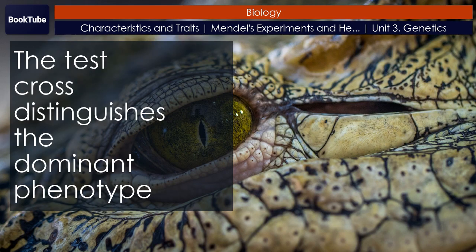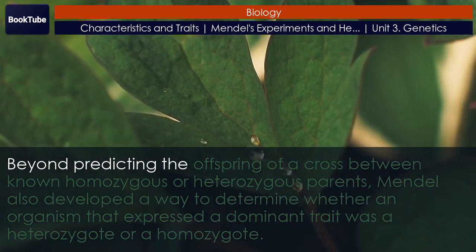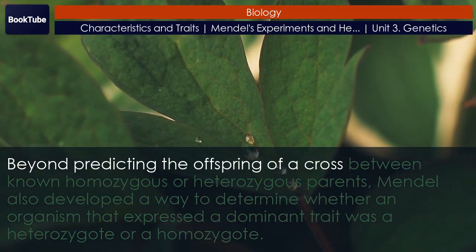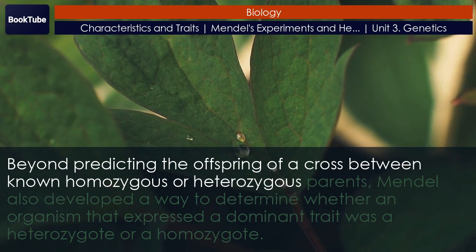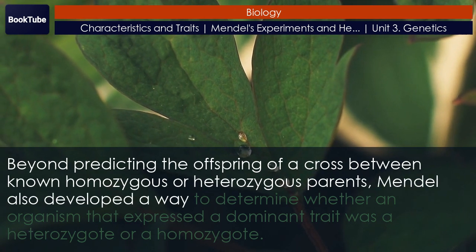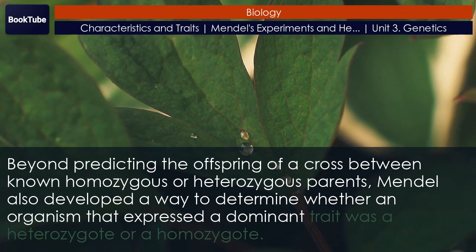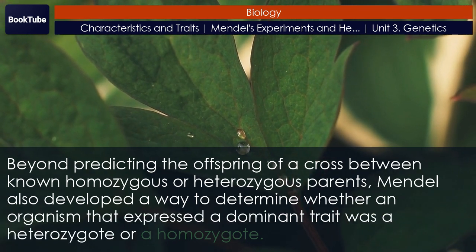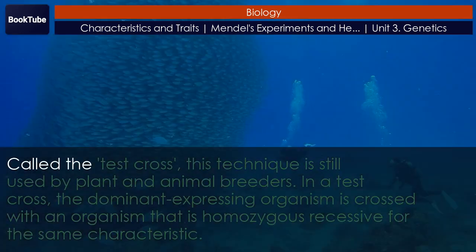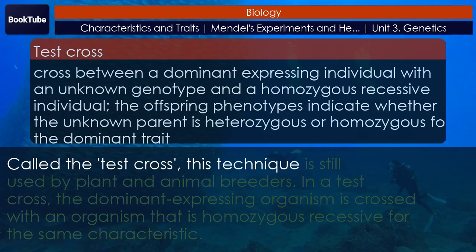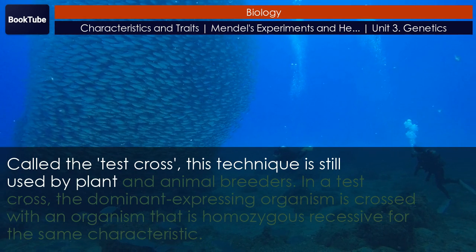The test cross distinguishes the dominant phenotype. Beyond predicting the offspring of a cross between known homozygous or heterozygous parents, Mendel also developed a way to determine whether an organism that expressed a dominant trait was a heterozygote or a homozygote, called the test cross. This technique is still used by plant and animal breeders.